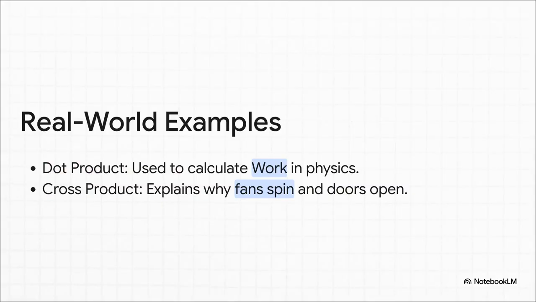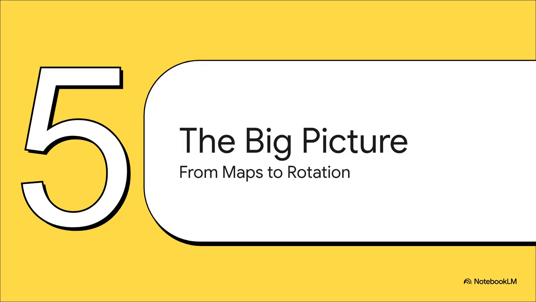And trust me, these aren't just some abstract math ideas. In physics, when you want to calculate how much work you do by pushing something, you use the dot product of your force vector and the distance vector. And the cross product, that's what makes the world spin. It's the principle behind torque, which is the reason a wrench tightens a bolt, a door swings open, and a fan's blades spin around.